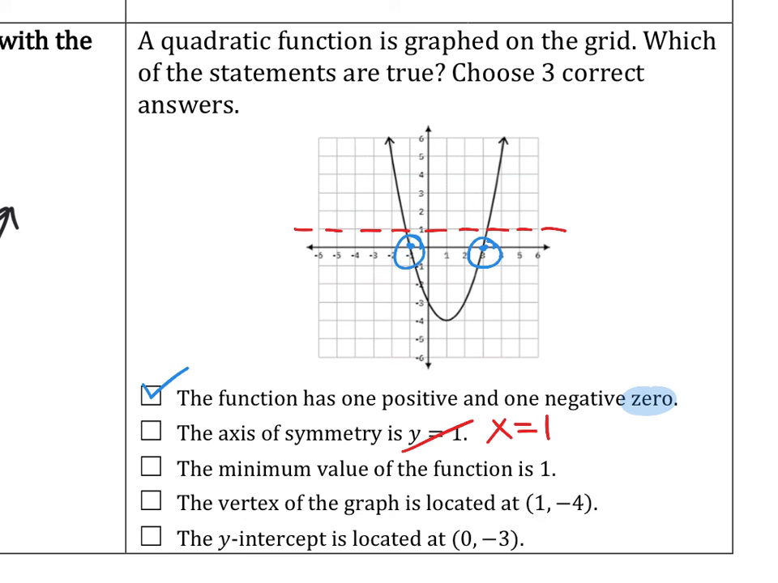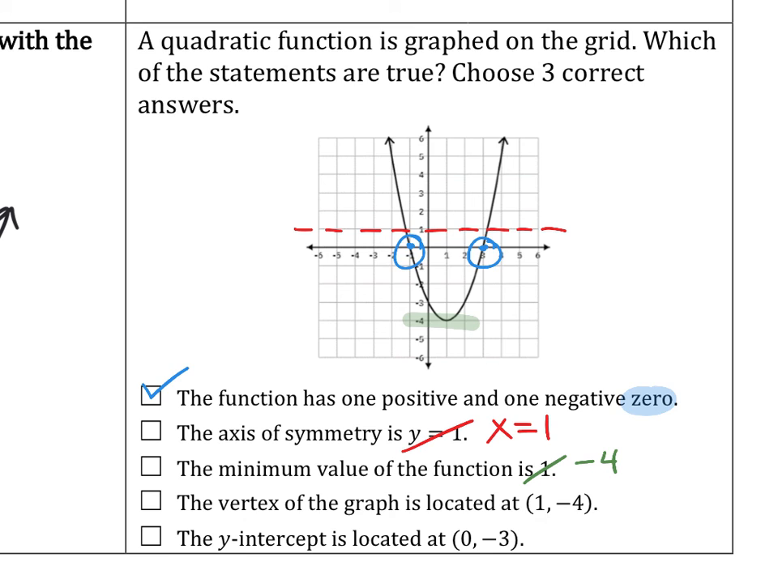The third one says the minimum value of the function is 1. Is that as low as it goes? How low does this go? Negative 4. So that's not correct either. Remember, you're looking for the y value. You looked here and saw 1, which is the right point to look at, but you're looking at the y-axis. Not how wide is it, but how low is it? Its lowest is negative 4.